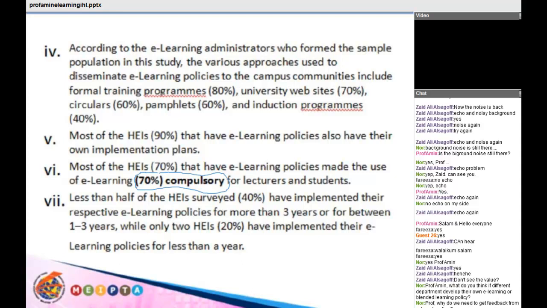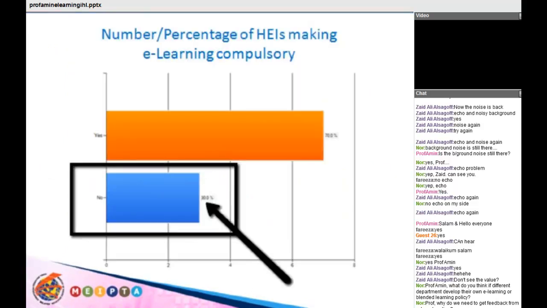So the moment it's not compulsory, you see that the usage is not so good. So it's good if the university can say, we want to make it compulsory, we encourage blended learning, and you can do any form of e-learning. It can be integrated in the LMS, or you can also do it outside of the LMS. Okay, let me move on now.